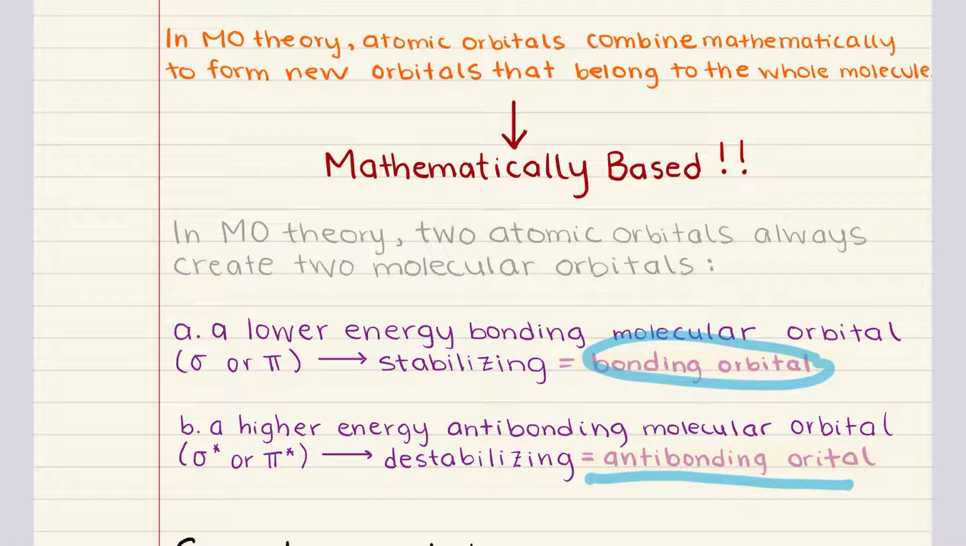A bonding molecular orbital is going to be stabilizing because it results from the constructive interference between atomic orbitals, meaning the electron density is going to be concentrated between the nuclei. And this increased electron density creates a stronger attraction between the atoms, and that reinforces the bond. Bonding orbitals can be either sigma or pi orbitals, depending on the type of overlap between the atomic orbitals. On the other hand, an anti-bonding molecular orbital is destabilizing.